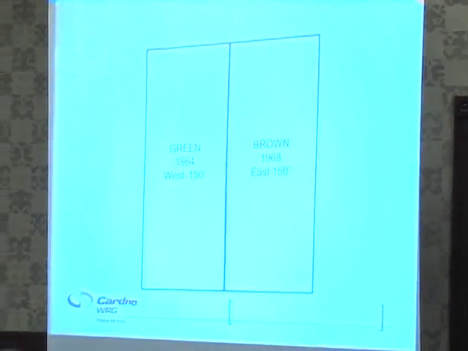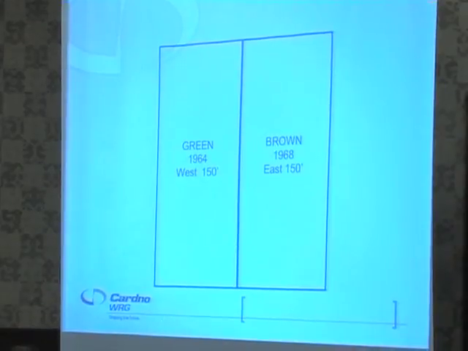So, we have a piece of land. That's the dates of creation there. The west 150 feet to Green in 64, and the east 150 feet to Brown in 68. Records a 300-foot wide parcel, 150 each. Big deal. Okay, straightforward, no problem. This is our field measurement today. We're 2 feet short. Where does the line go? In the middle? Not really, because if we put it in the middle, somebody gets the shaft.